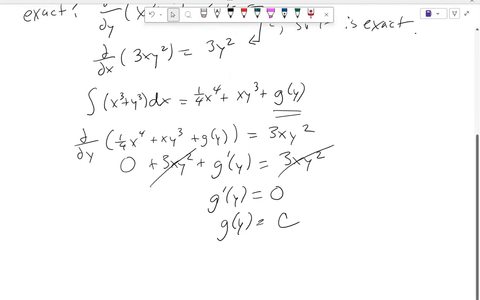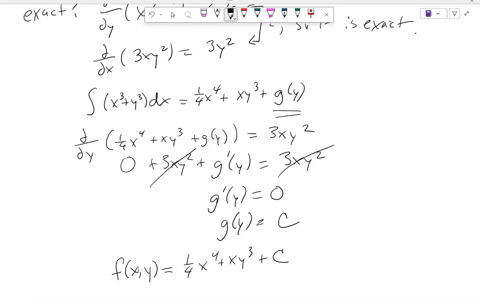So then our f of x, y, is 1/4 x to the 4th plus xy cubed plus a constant. Now, that's not the answer, okay? That's the function that we found, right?